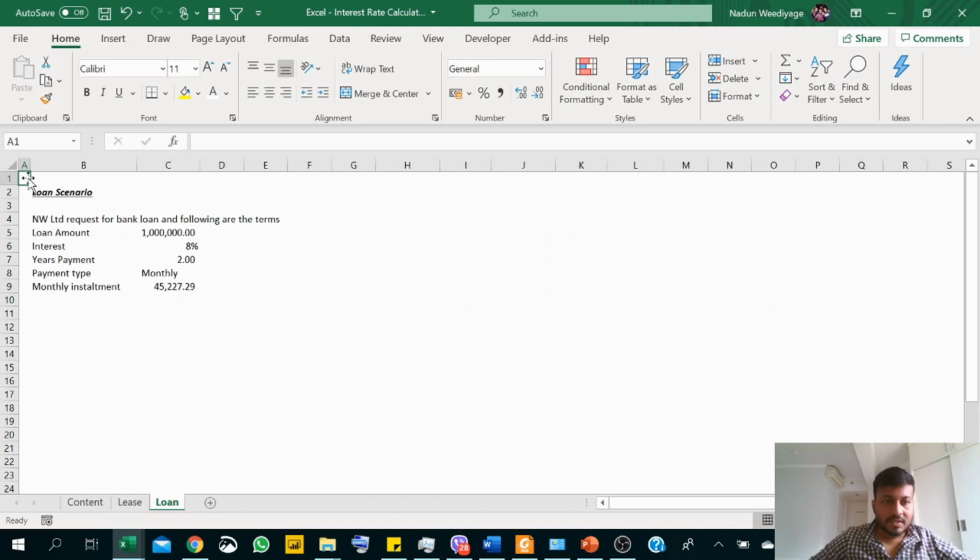So this is the loan scenario where NW requests a bank loan, and the bank loan amount is 1 million with an interest rate of 8%, and they are asking for payment within 2 years, and the payment type is monthly. This is the installment that is given by the bank, where the amount is 45,227.